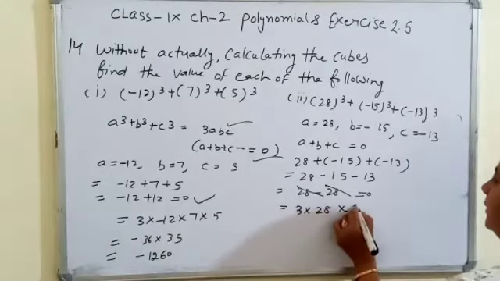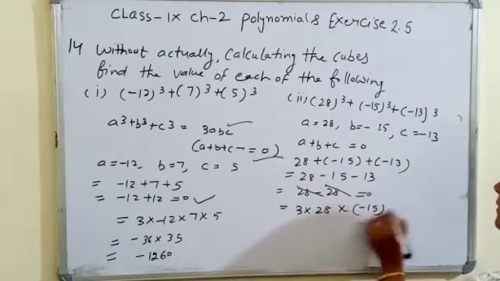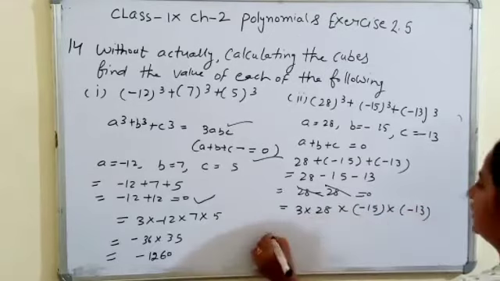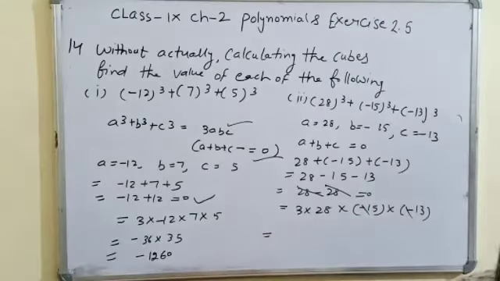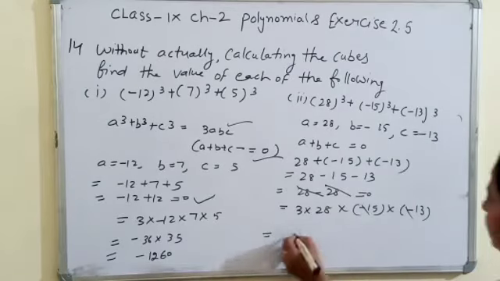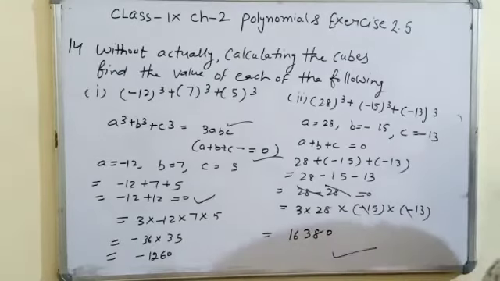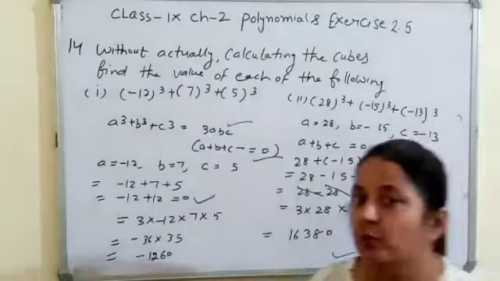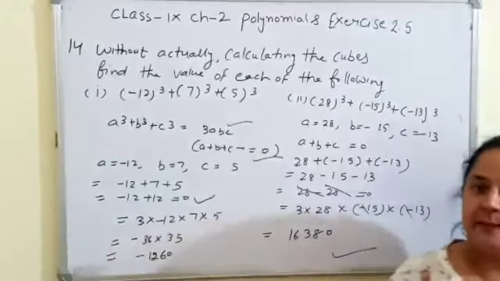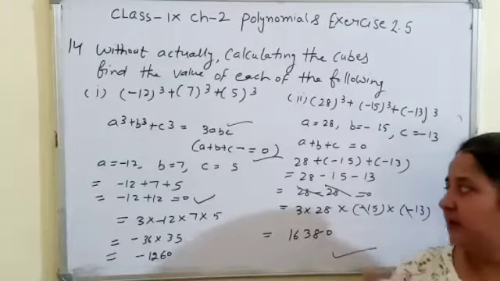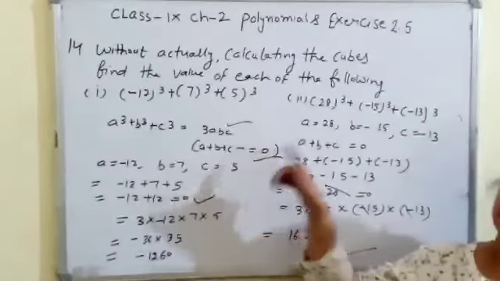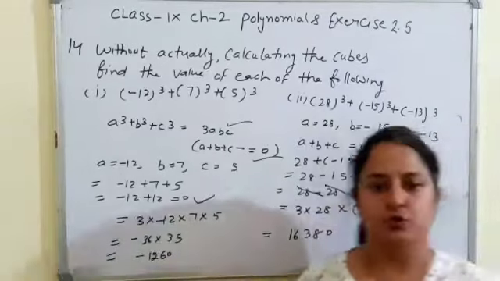3abc. So do the multiplication, minus minus is plus. So the multiplication of these four terms is 16380. Now this was the question in which I have used a cube plus b cube plus c cube equal to 3abc with the condition. You have to remember the condition a plus b plus c should be equal to 0.